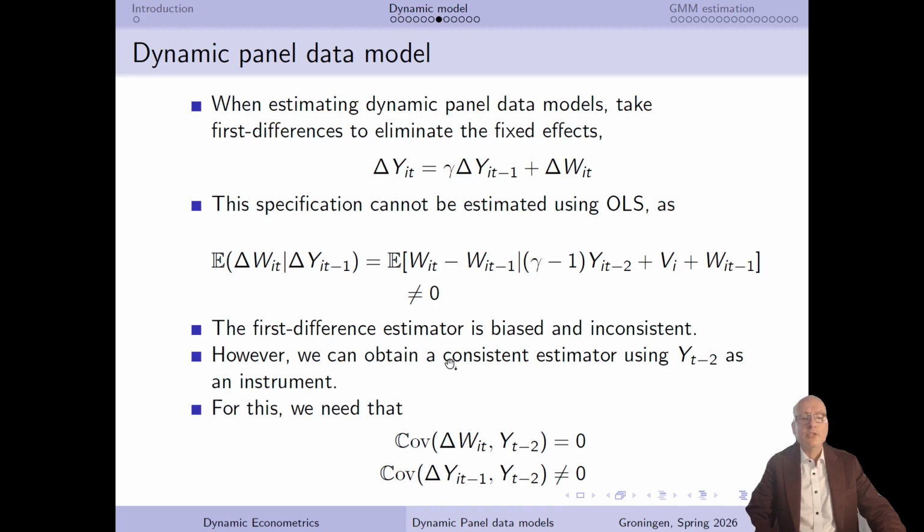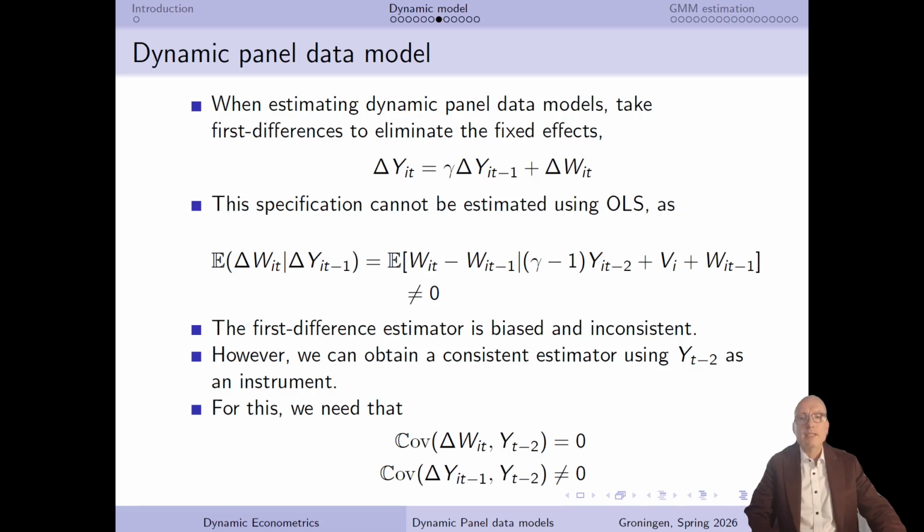And it can actually be shown that y_{i,t-2}, the second lag, can be used as a good instrument. What do we have to show in that case? Well, we have to show that the covariance between delta w_{it} and y_{i,t-2} must be equal to 0. That means that our instrument should be uncorrelated to the error term. That is usually the condition that we have with respect to instrument exogeneity.